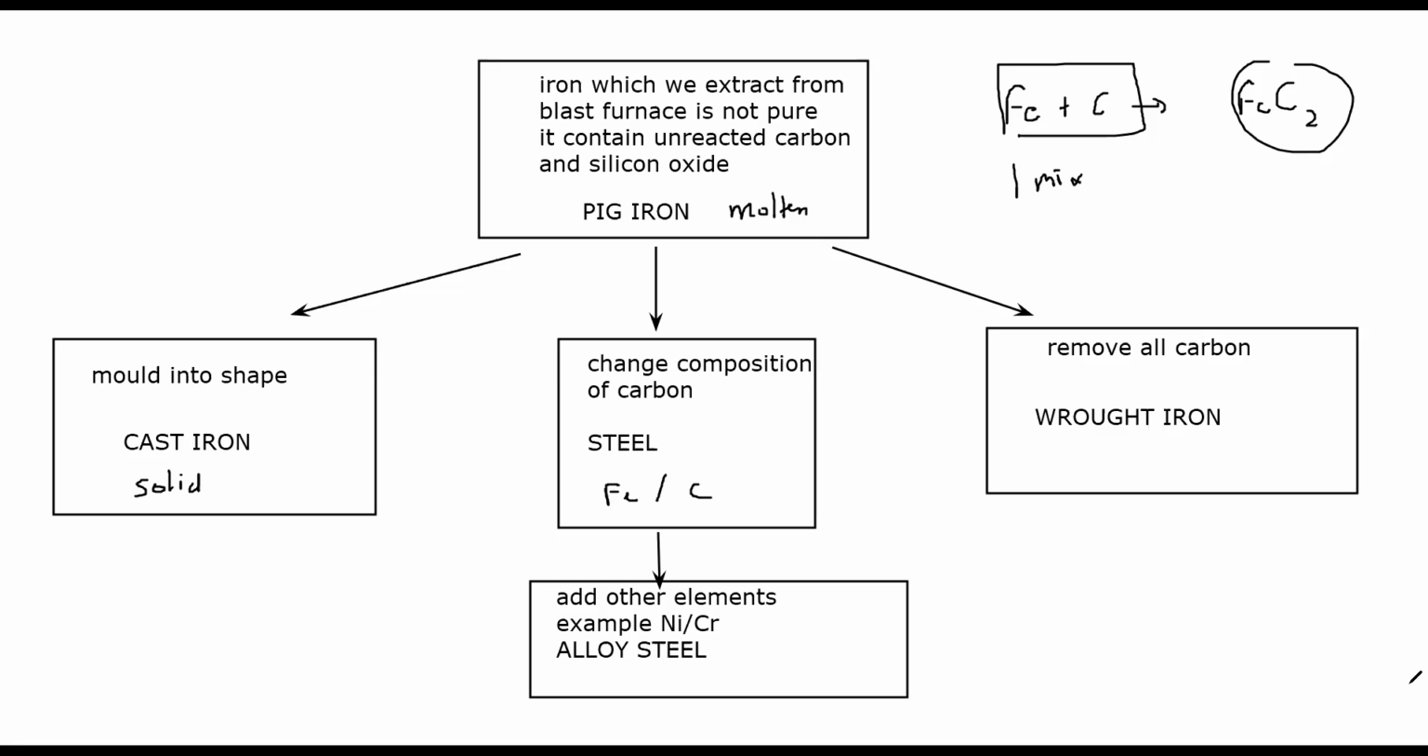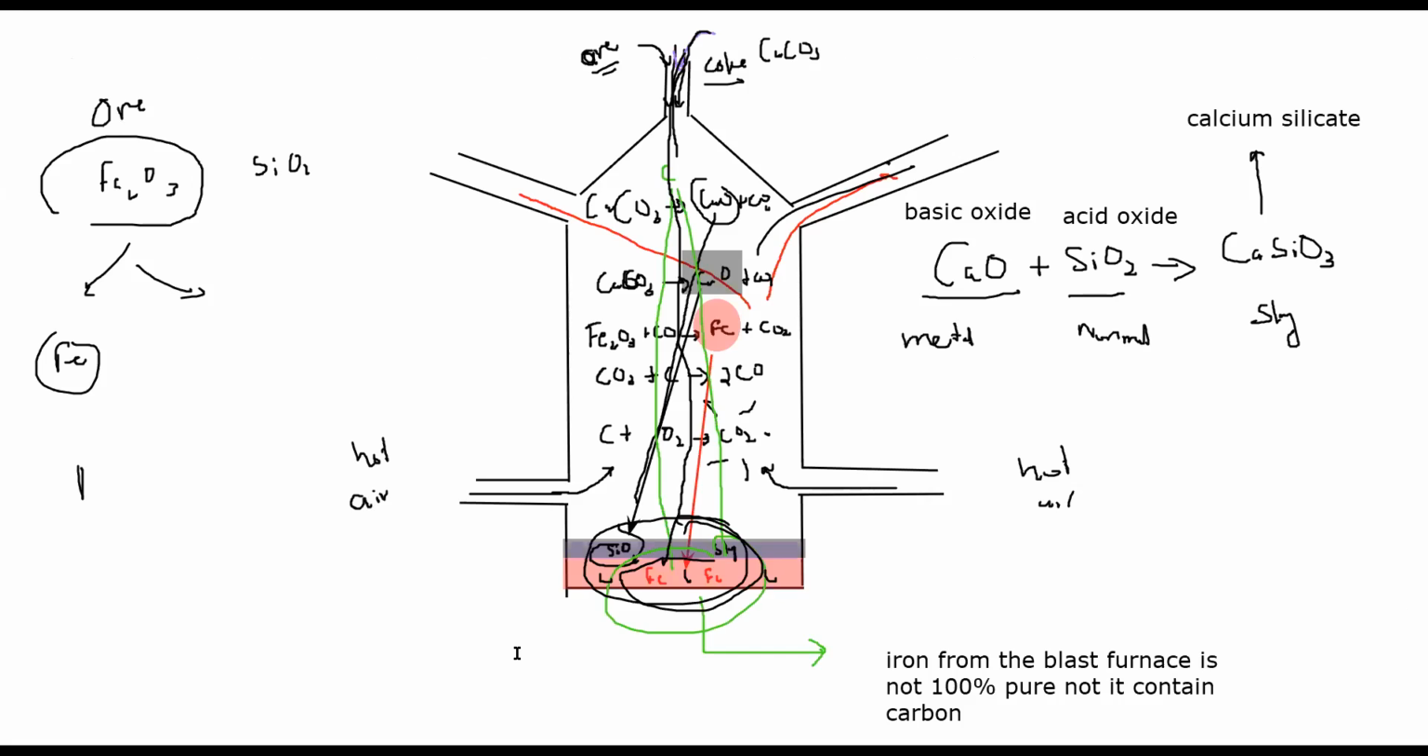So how can we convert this iron into steel? Iron from the blast furnace, how can it be converted into steel? Converting into steel means that you know the proportion. The iron which we extract from the blast furnace, we don't know the proportion, maybe 2% carbon, maybe 5% carbon. But in steel, we know the proportion, what is the percentage of carbon compared to iron. So iron from the blast furnace, how can it be converted into steel? For this purpose, we use basic oxygen furnace.